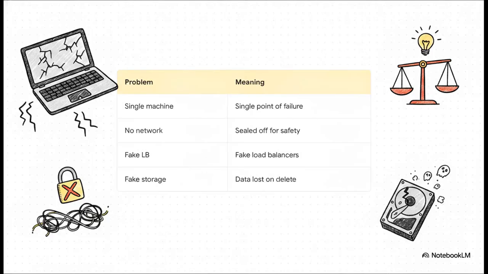And why shouldn't you use it for production? Well, by squeezing everything into one machine, Minikube creates the exact single point of failure that Kubernetes was literally invented to solve. If your laptop dies, the whole cluster goes with it. On top of that, it fakes load balancers, restricts real network access, and if you ever delete Minikube, any database storage saved inside it is instantly wiped out.